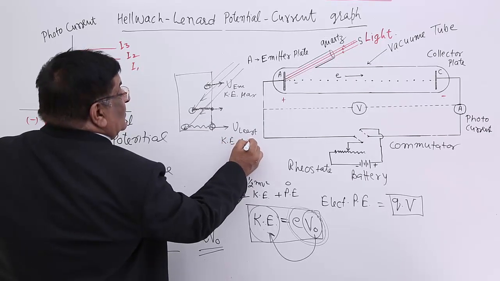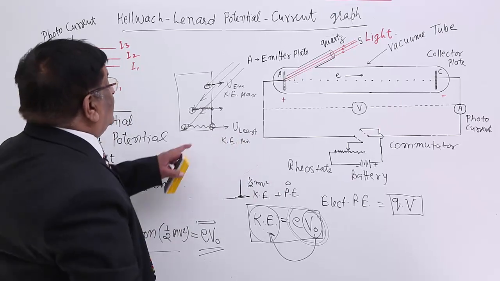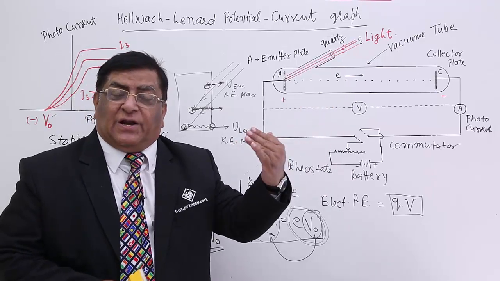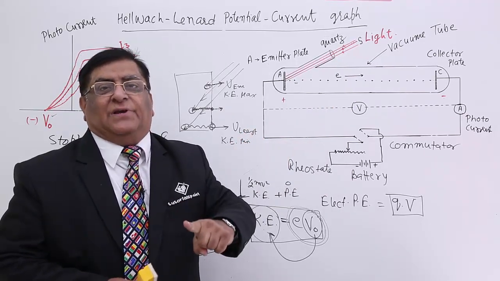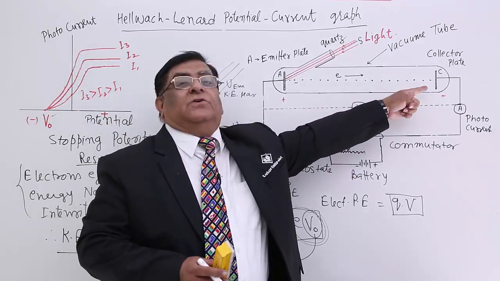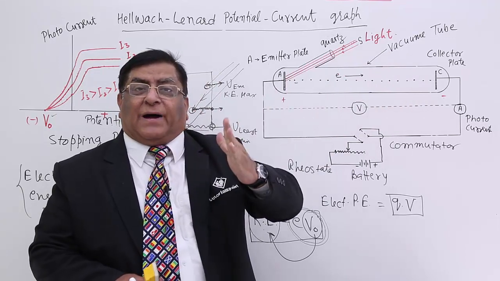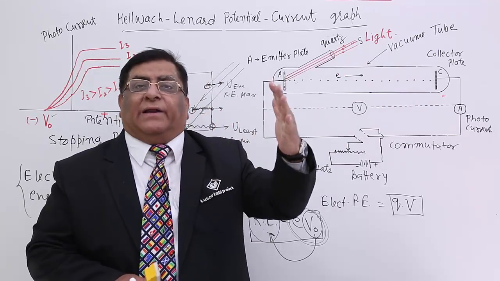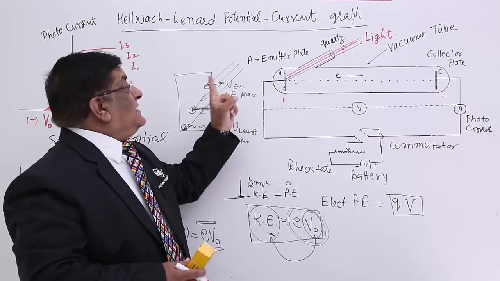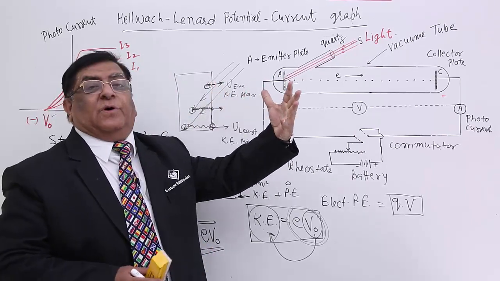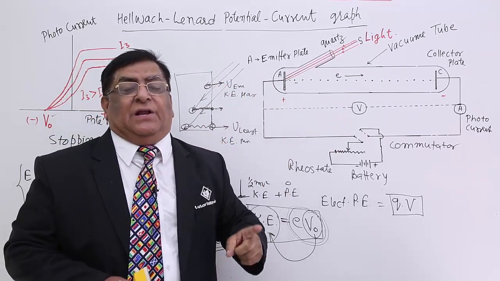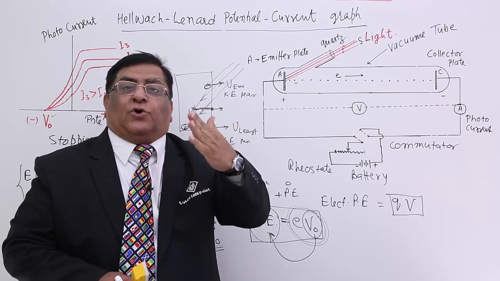Now this one which has minimum kinetic energy is moving very slow. To stop it, it needs a negative potential energy of the minimum amount, and that is given by 1 volt or 2 volt. So that part stops with minus 1 volt, minus 2 volt. This part stops with minus 3 volt. For this part, we have to apply minus 4 volt. And that is what we call stopping potential, when the last electron stops.